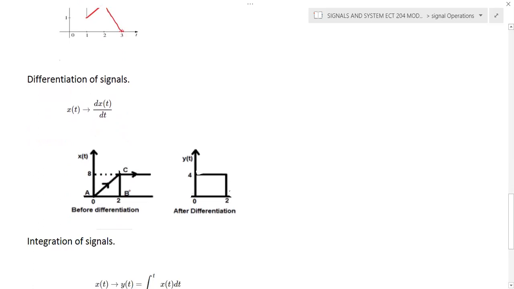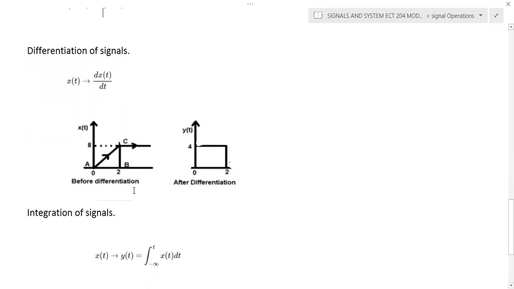Now we can discuss the differentiation operation. And differentiation and integration operations are very important in the case of signals and systems. Normally we will not think about that because how we can perform differentiation in a mathematical equation, we are comfortable, but in a graphical way it's a new concept.